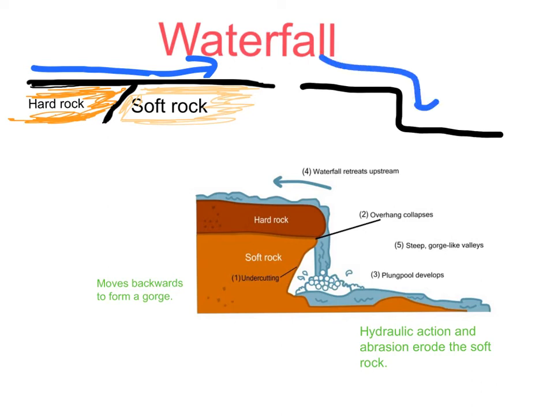Here we can see it below in its entirety. Hard rock at the top, a little bit of a cap, and underneath the soft rock is being undercut through processes like hydraulic action and abrasion. There is a plunge pool at the bottom of the waterfall, and eventually then, of course, the top of the overhang will collapse, and this adds sediment into the plunge pool, used then within abrasion. And as the top collapses, the waterfall moves backwards, and this will ultimately form a gorge.